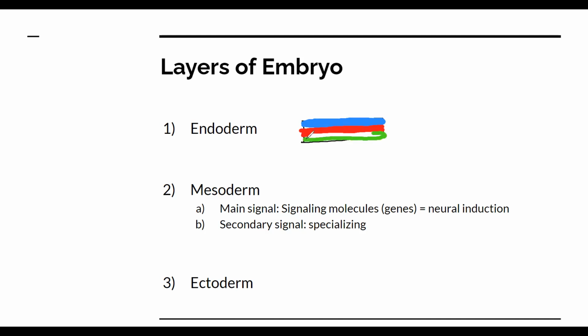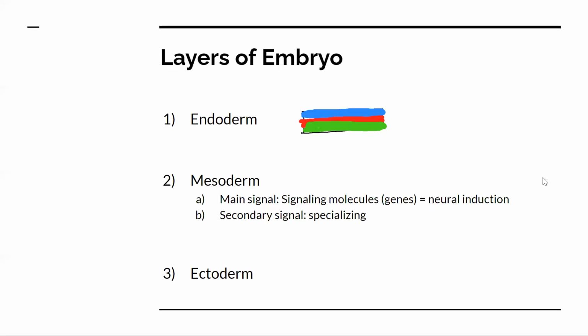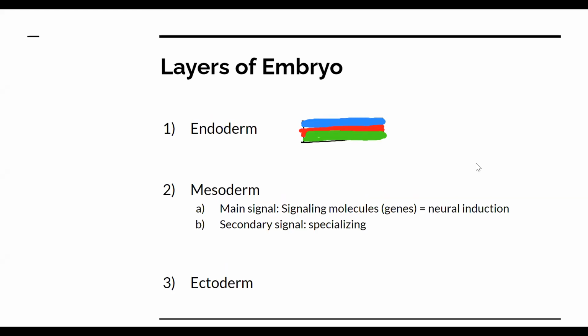Or actually, I think I said this in the opposite direction. Let me just double check that. Yeah. So, basically, I think I might have said this opposite. So this is the endoderm, the green. So the green layer is the endoderm because endo means innermost, right?